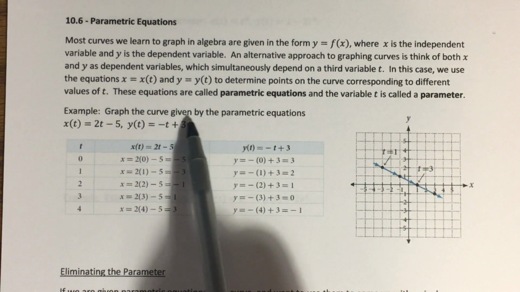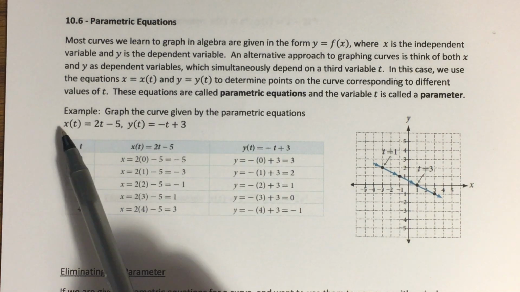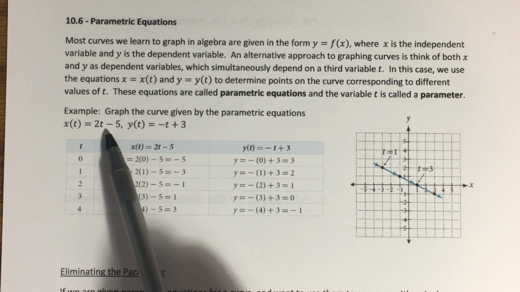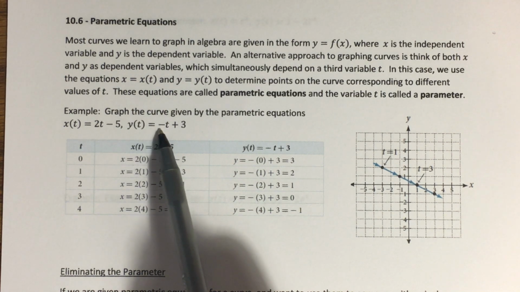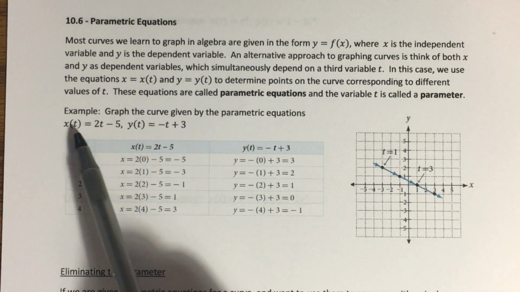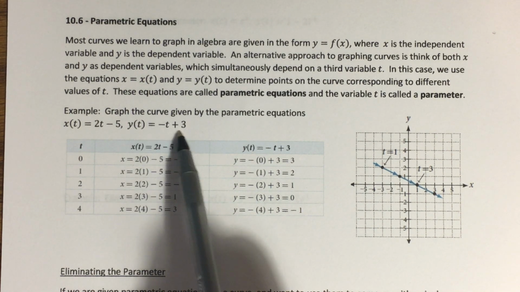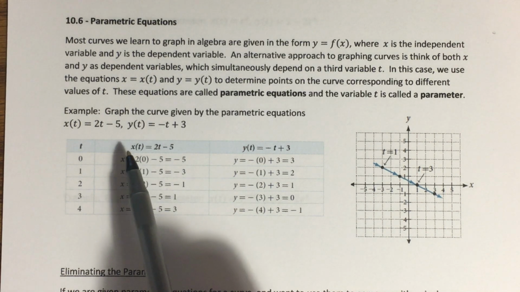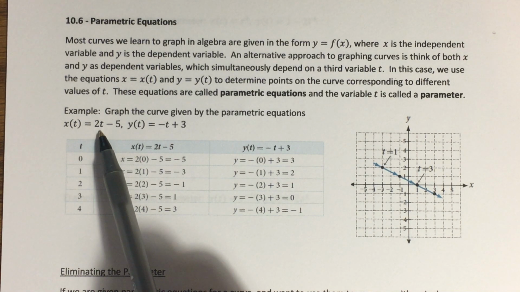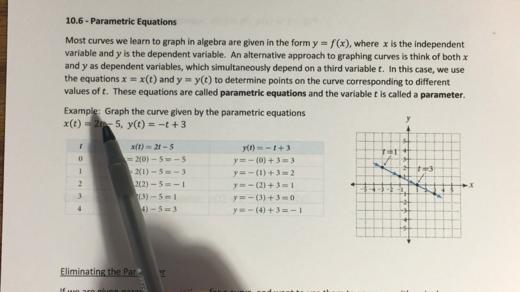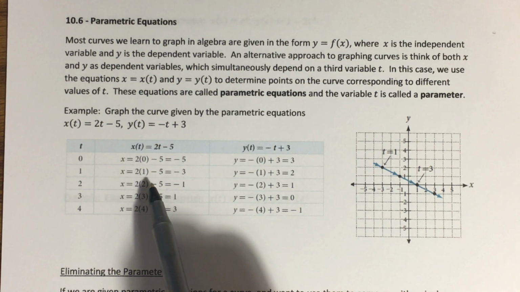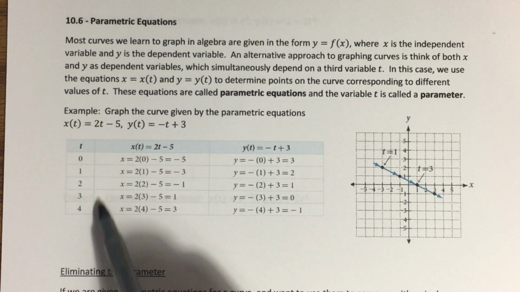We want to graph the curve that's given by the following parametric equations. x of t equals 2t minus 5, y of t equals negative t plus 3. Notice that x and y are both represented as functions of t. What we do is we plug in values for t, and we do it simultaneously in both equations at the same time. So for example, I have this table here.